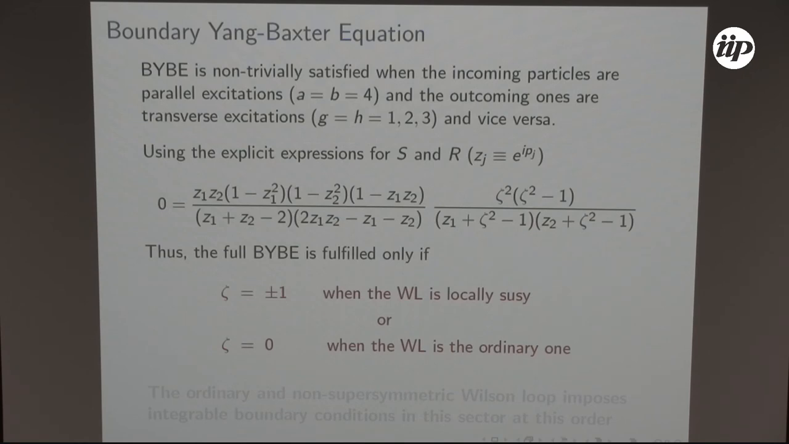Okay, you might say that this is bad news. I mean, in the generalized Wilson loop, for generic values of zeta, the boundary Yang-Baxter equation is not satisfied. That's true. But the nice thing is that there is another case, which is precisely the other endpoint of this renormalization group flow, which is zeta equal to zero. That corresponds to the ordinary Wilson loop, which is a non-supersymmetric Wilson loop. Of course, it is not necessary to have supersymmetry to have integrability, but it is nice. It is a nice example that this ordinary non-supersymmetric Wilson loop, in this SO(6) sector and to this one loop order, is integrable.